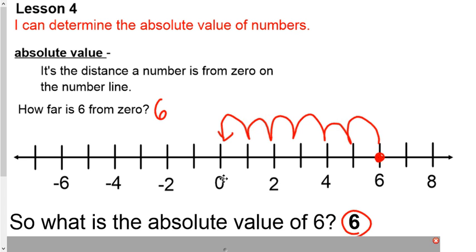Okay? Just to throw out another situation now, if we asked ourselves, what is the absolute value of negative 4? Now let's use a different color here. Negative 4. We just have to figure out how many spaces from 0 that is. So 1, 2, 3, 4. And so since negative 4 is 4 spaces away from 0, the absolute value of negative 4 is 4.